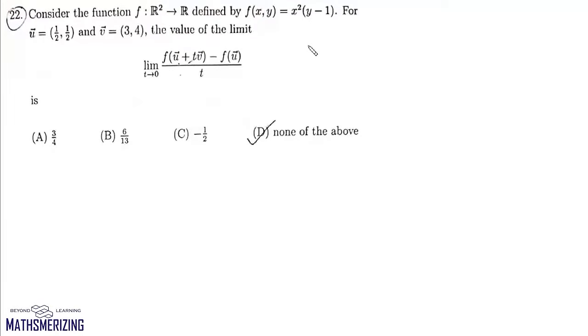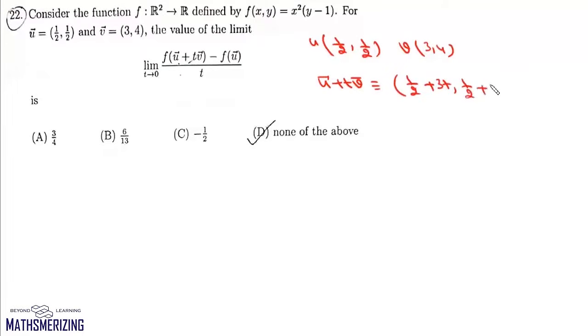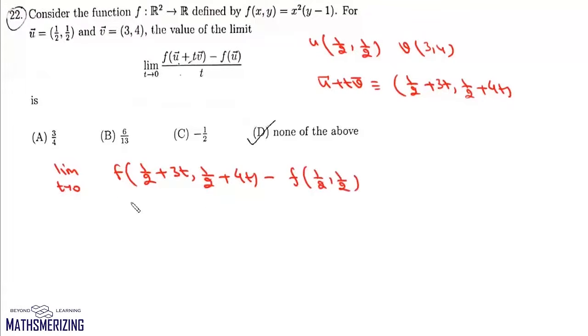Now u is (1/2, 1/2) and v is (3, 4). Now u plus tv will be (1/2 + 3t, 1/2 + 4t). So we have to find this limit, which is the limit as t tends to 0 of [f(1/2 + 3t, 1/2 + 4t) minus f(1/2, 1/2)] divided by t.